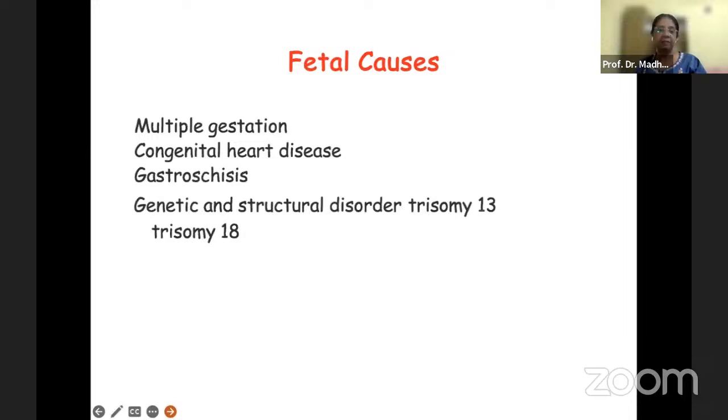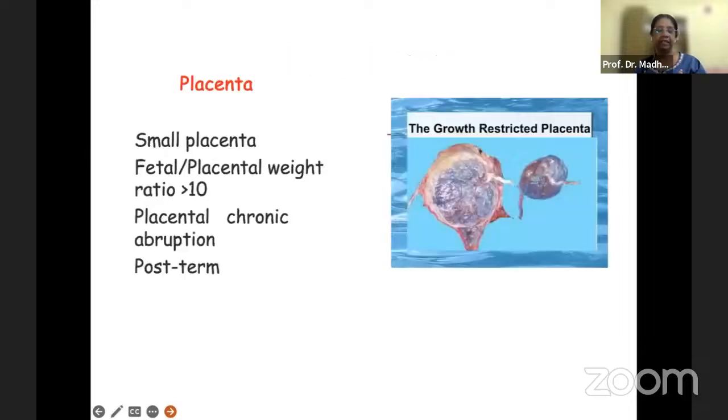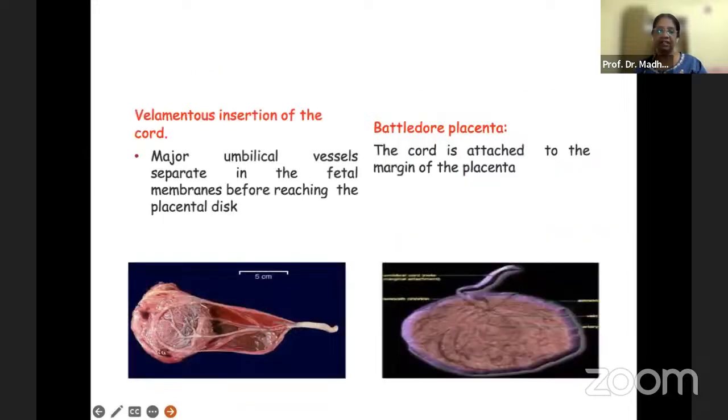Fetal causes: multiple gestation, yes. Always in multiple gestations, the babies are smaller than in a singleton gestation. Congenital heart disease of the baby, gastroschisis, genetic and structural disorders like trisomy 13 and 18. What about the placenta? Any small placenta, usually the fetal-placental ratio is more than 10, and any chronic abruption of the placenta, or post-term. The growth restricted placenta looks like this on the right side.